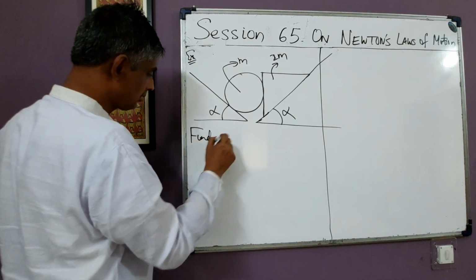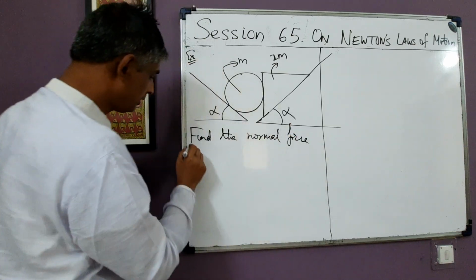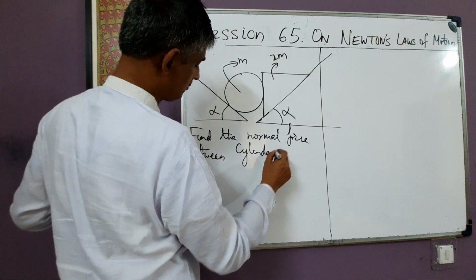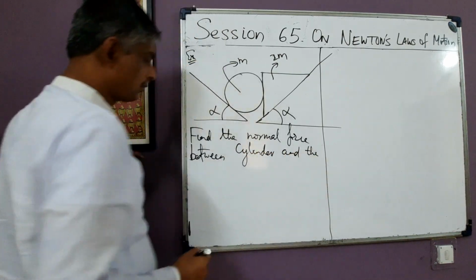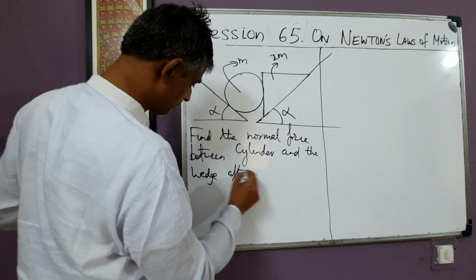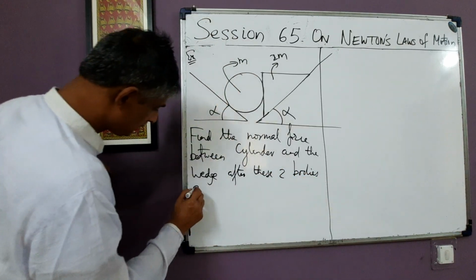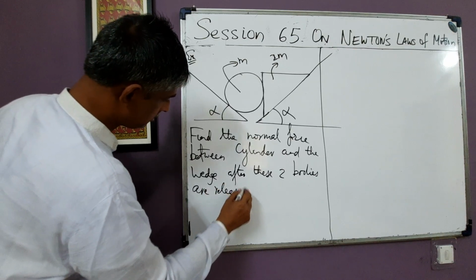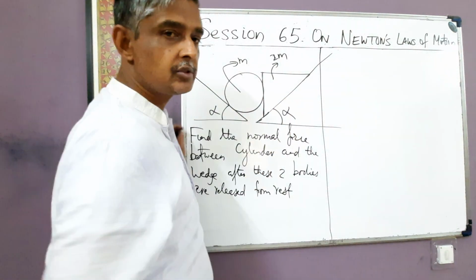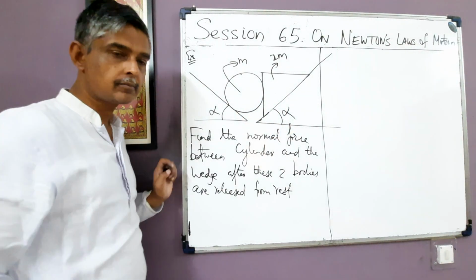Find the normal force between the cylinder and the wedge after the system is released from rest. After these two bodies are released from rest. But the inclined planes are fixed. They don't move. Only the cylinder and the wedge move. This wedge moves. These two inclined planes are fixed.